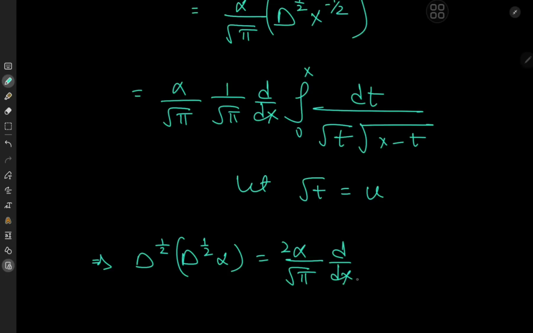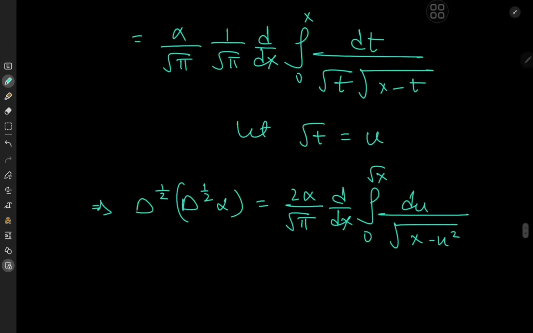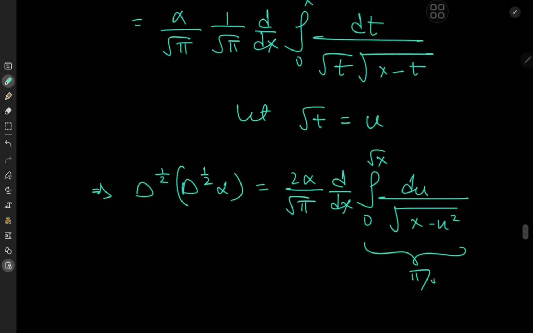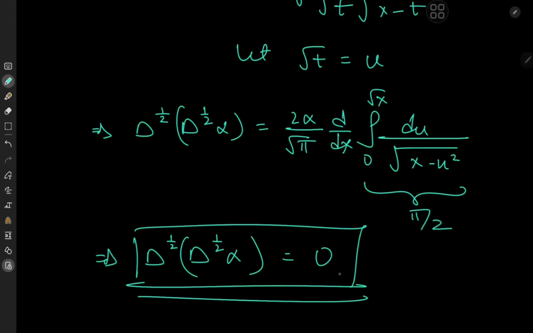Okay, derivative with respect to x of what exactly? We have the integral 0 to root x, and we have du divided by root (x minus u squared), which is just one trig substitution away from giving you a result of pi by 2. So this integral here sorts out to pi by 2, which is independent of x. So the ordinary derivative operator would yield a 0, implying that the half derivative of the half derivative of a constant alpha does indeed yield 0 as expected.